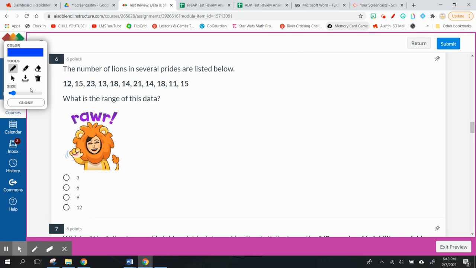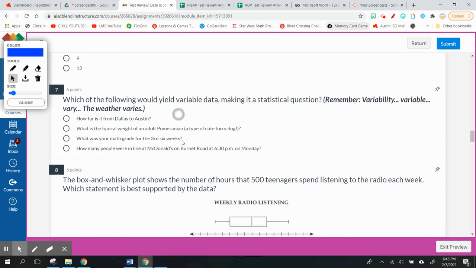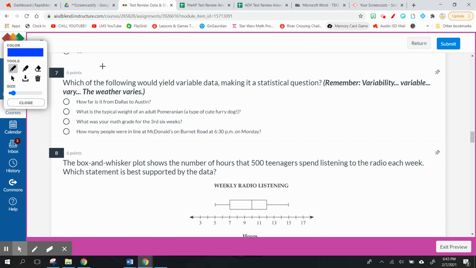Let's look at question 7. All right, question number 7. Which of the following would yield variable data, making it a statistical question? Remember, variability, variable, vary. The weather varies. What we eat in a day varies. Variety, right? A buffet has a variety of foods, lots and lots of different foods. So variable data, as scientists, as mathematicians, we want to ask a question that is going to lead to different answers.